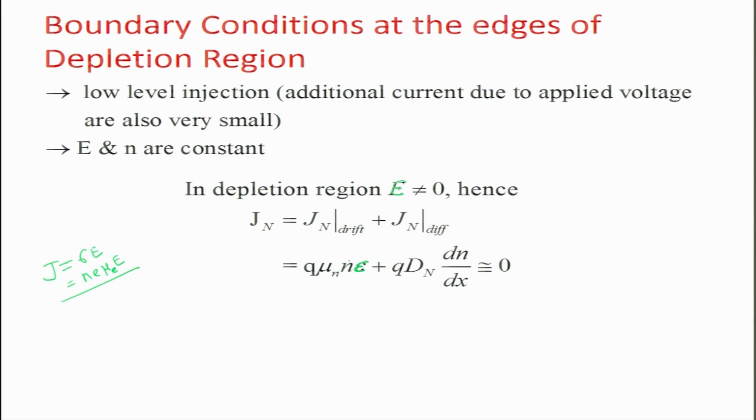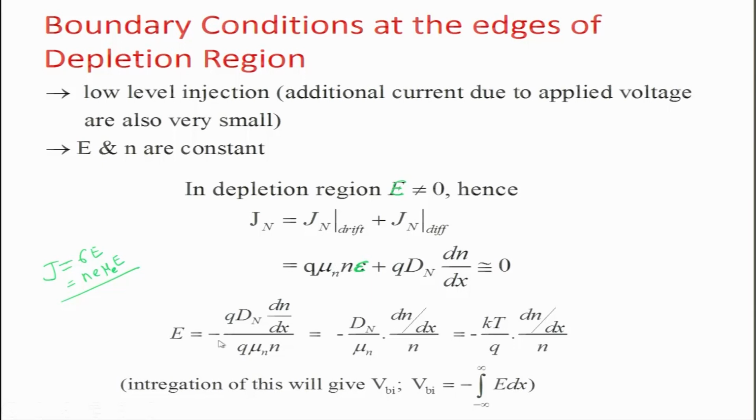So, this is n, electronic charge, into mu n into electric field E, plus the diffusion current, that is q Dn dn by dx, and that is equal to 0 in the equilibrium, of course. So, first we are taking the equilibrium case. Here we can calculate what the electric field is. The electric field is then going to be equal to q Dn dn by dx divided by q mu n.